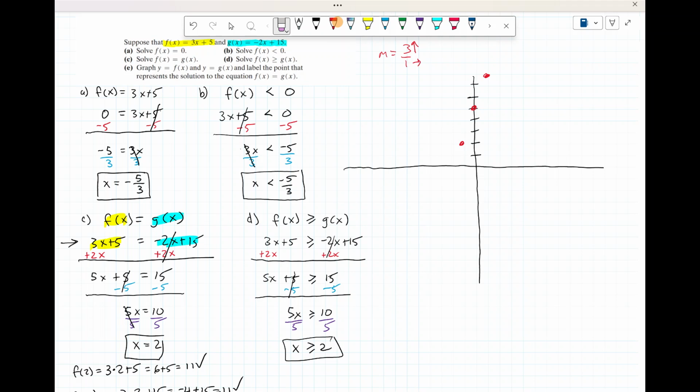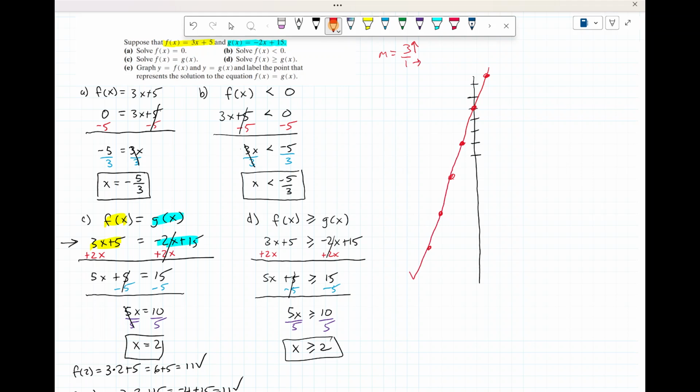I can do that again. 1, 2, 3, over 1, and I get my next point. And I can keep doing this to get a few more points. Down 3 over 1, and I think that's enough for now.